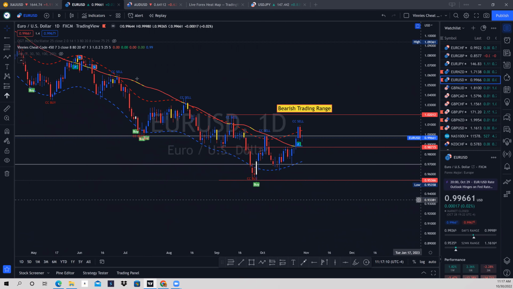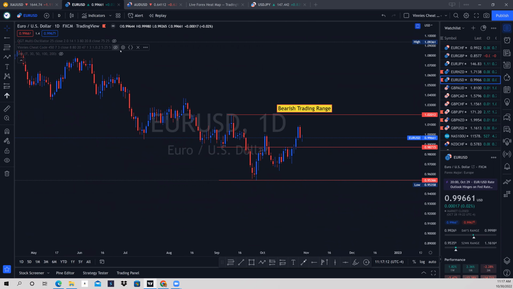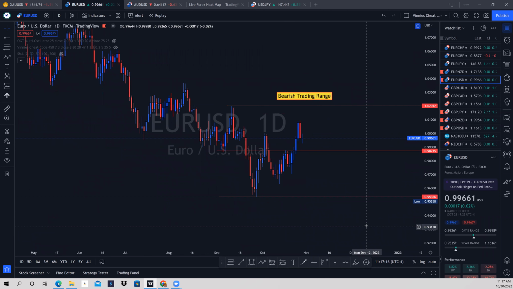This is my bearish trading range. Let's go ahead and turn off the indicator. All right, I'll always mark my charts up without the indicator first. Again, you only use the indicator for confirmation only. Confirmation, right? You have to know how to trade without the indicator. It's imperative, right? So right now on Euro USD, you have a bearish trading range.